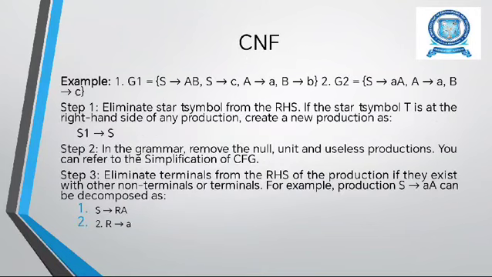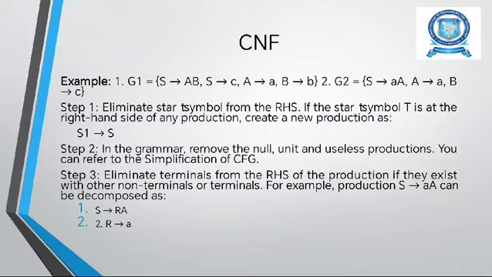For example, G1: S tends to AB, S tends to C, A tends to a, B tends to b. G2: S tends to a, A tends to a, B tends to C. Step 1. Eliminate the start symbol from the RHS. If the start symbol S is on the right hand side of any production, create a new production S1 tends to S. Step 2. In the grammar, remove the null, unit and useless productions. You can refer to the simplification of CFG.